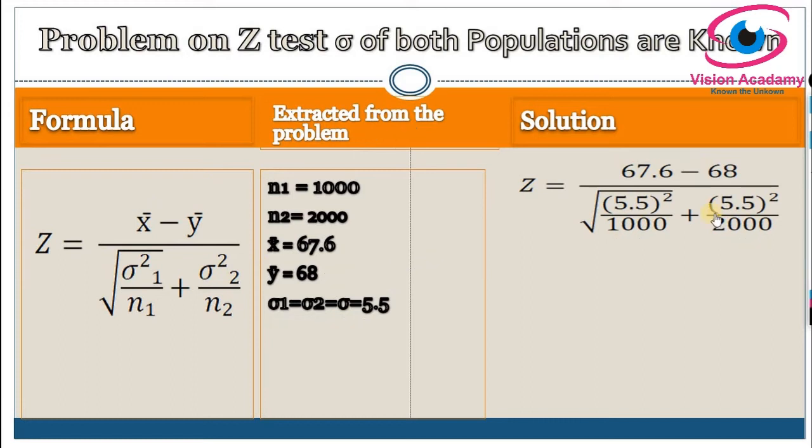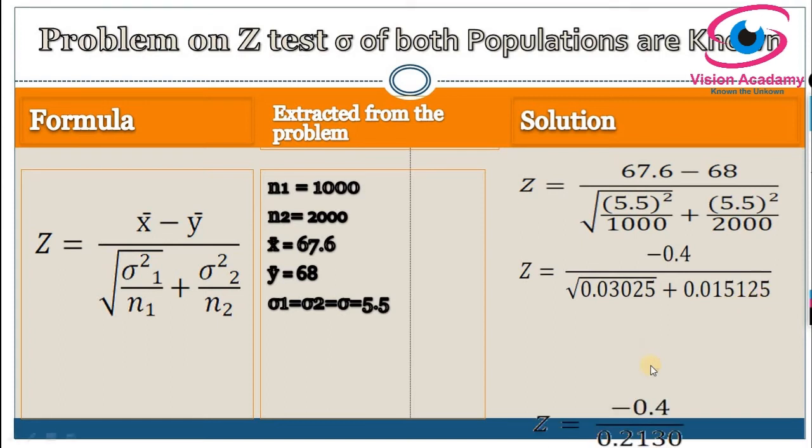Now let us calculate the values by simplifying. If you simplify this step, you would get this value. 67.6 minus 68 is minus 0.4. In the denominator, 5.5 into 5.5 would be 30.25. 30.25 divided by 1000 would be 0.03025, and 30.25 divided by 2000 would be 0.015125.